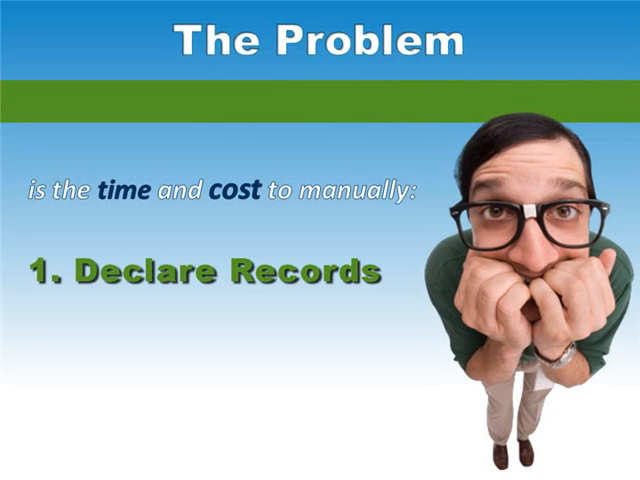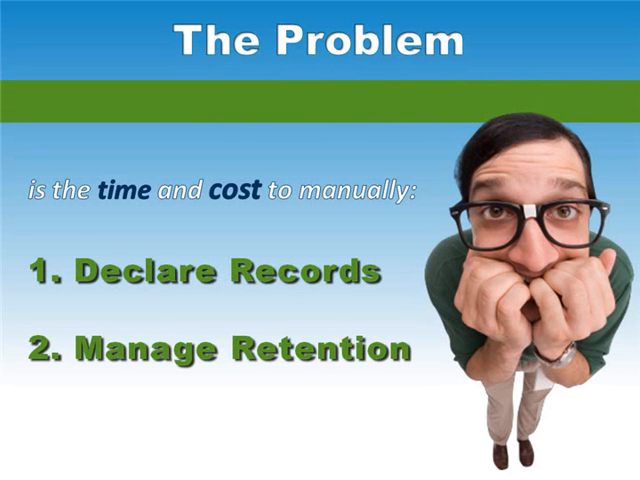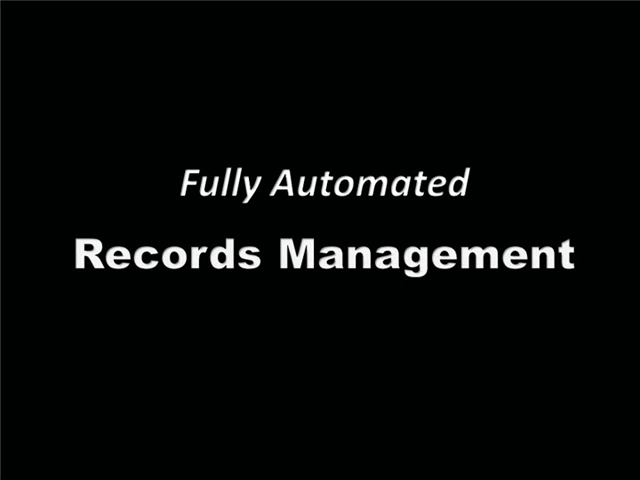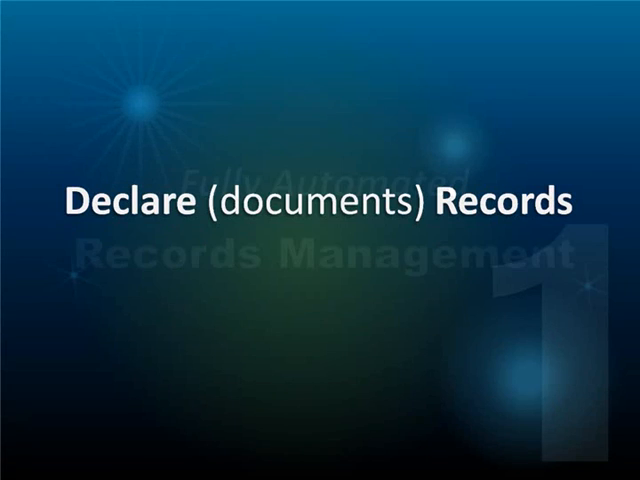The problem is that it takes time and it costs money to manually declare documents as records and to manage the complex retention policies that go in line with event-based retention and the ability to manage these consistently across the enterprise. Well, that's where OnBase fully automated records management comes in. We make this process invisible to the user so that they don't have to worry about the pieces and they can just manage the overall process. It's completely behind the scenes.